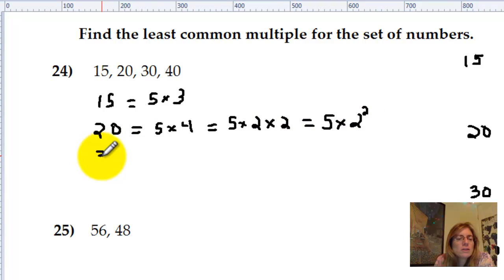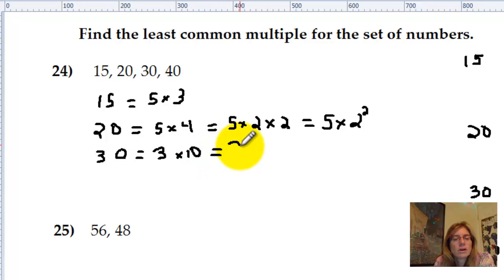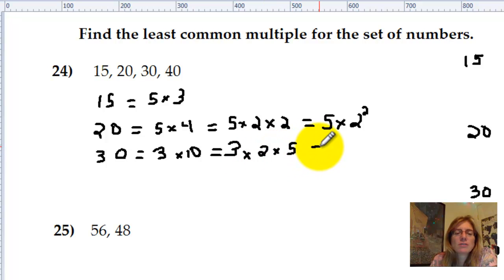So for number 30, the cheater's way is to say, I know 3 times 10 is 30. 3 is prime. I want to keep that factor. 10 can be broken apart into 2 times 5. So now I have the prime factorization of 30: 3 times 2 times 5. There is no other exponent format to write that in.